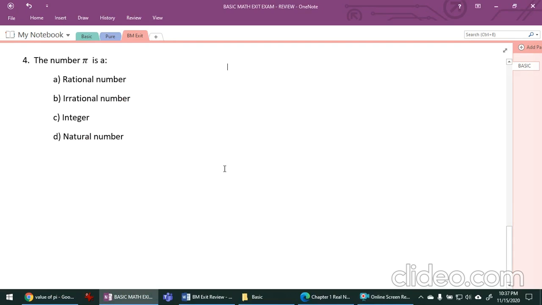Question number 4: the number pi is a what kind of a number? Before going into that, I will explain the different number systems. We will first write about natural numbers, capital N. What are natural numbers? 1, 2, 3, 4. These are natural numbers. It starts from 1.